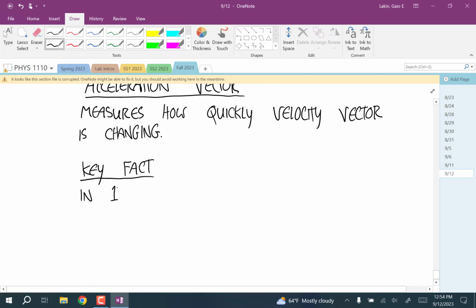In 1D, acceleration means the speed is changing, and that's the end of the story. The thing can either speed up or slow down. If it doesn't do either, the acceleration is 0.